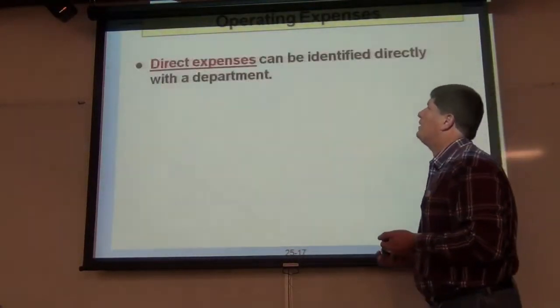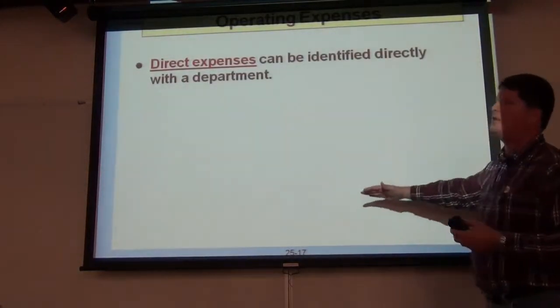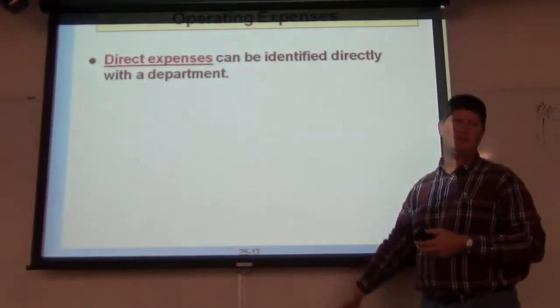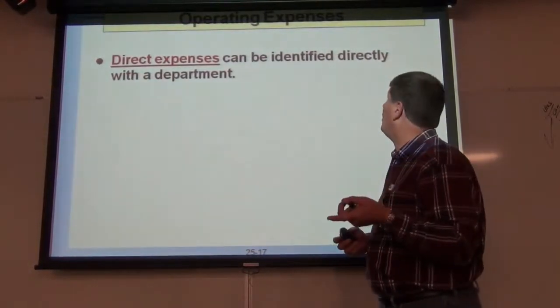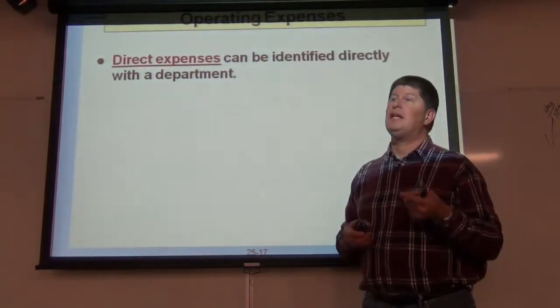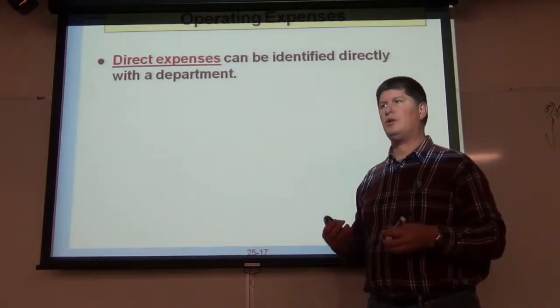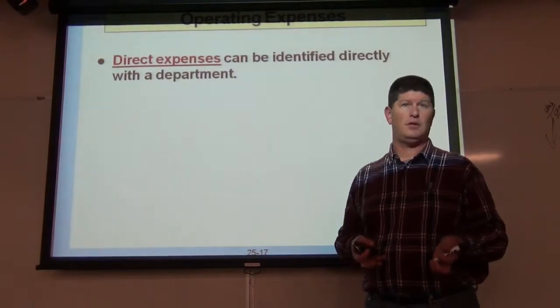Direct and indirect expenses. This is all of the expenses that go down below gross profit, okay? Normal expenses. Direct expenses are simple. If I'm paying my employees and I know the guy worked in the shoe department, I record his wages as a shoe department expense. Good?